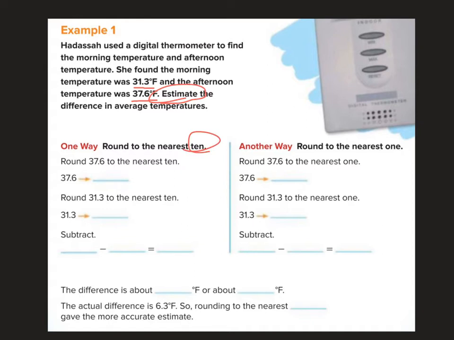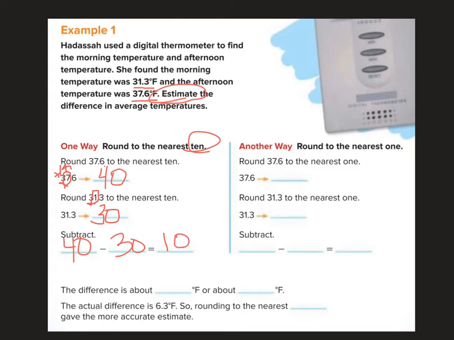So if I round 37 6/10 to the nearest tens, I'm going to underline the tens place, so that means I'm looking at that 7 there. 7 is going to tell me to round up, so I'm going to add 1 to the underlined place value, which would make this number 40. If I rounded 31 3/10 to the nearest 10, I'm going to underline the tens, it's 30. And I'm going to look at the 1 to tell me what to do. That's below 5, and so that means it's going to round down to 30. So 40 minus 30 gives me an answer of 10.